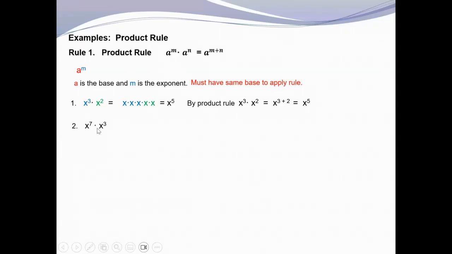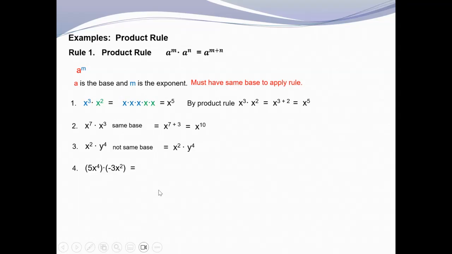This one here, x to the 7th times x to the 3rd, they have the same base. So it'll be x to the 10th power by adding the exponents. x squared times y squared. These are not the same base, right? Not the same base, so they stay how they are. x squared times y squared is your answer.